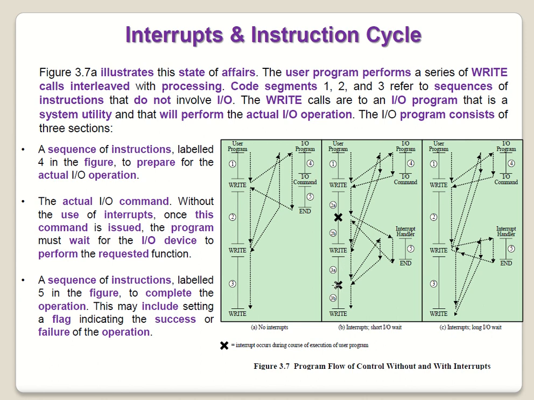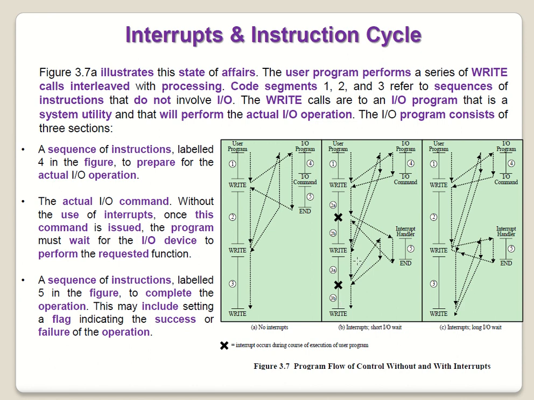Again, there is a cross here. Okay. What is the meaning of the cross? Can you see here down in the picture? The cross says an interrupt occurs during the course of execution of the user program. When the execution of the user program is going on, at this point, an interrupt occurs.